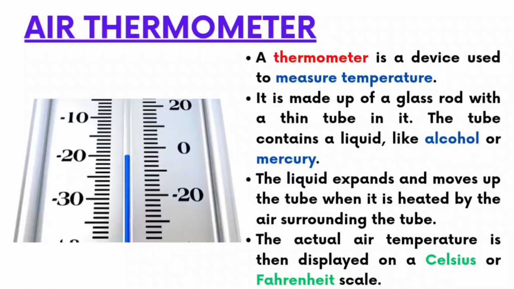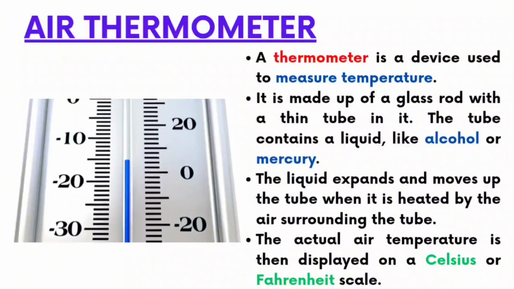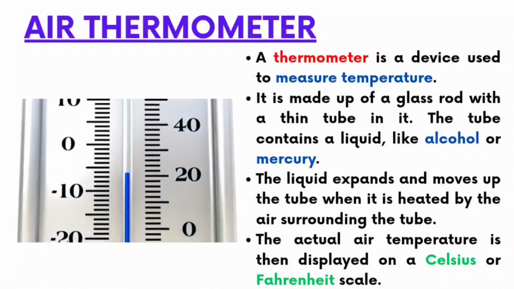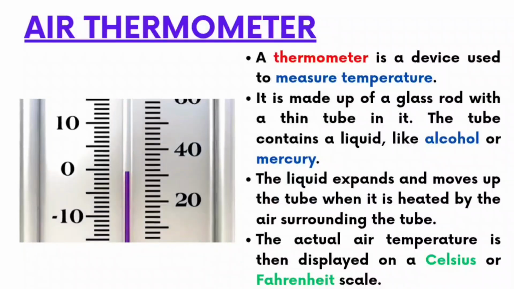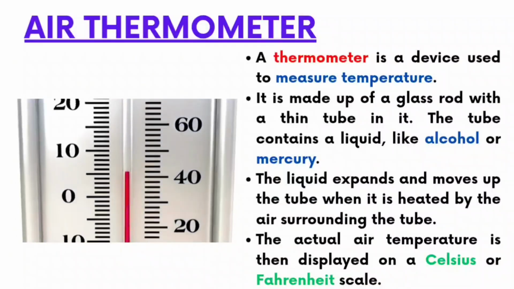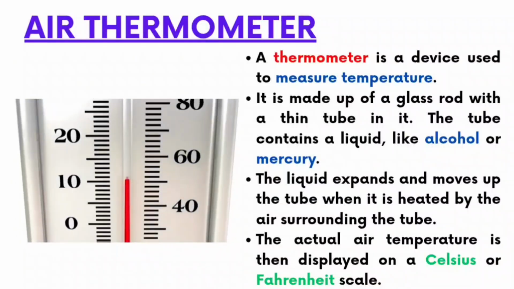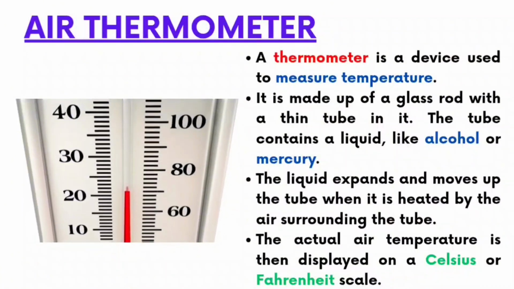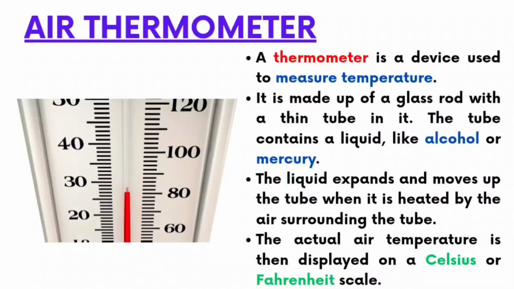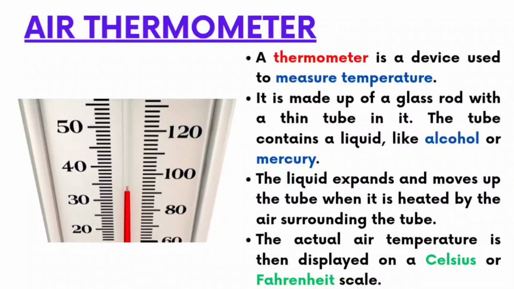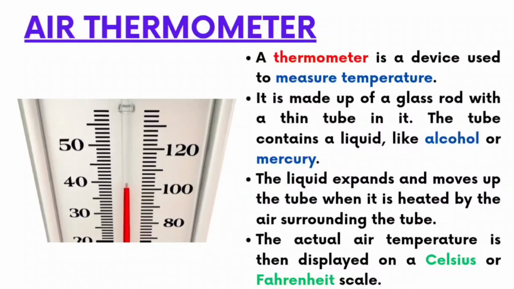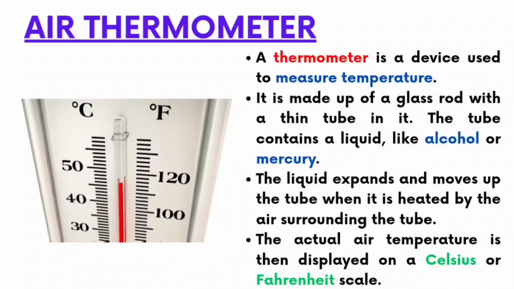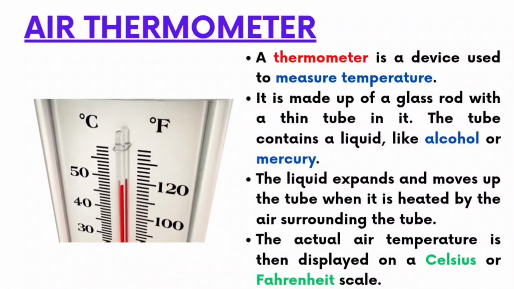Air thermometer. A thermometer is a device used to measure temperature. It is made up of a glass rod with a thin tube in it. The tube contains a liquid like alcohol or mercury. The liquid expands and moves up the tube when it is heated by the air surrounding the tube. The actual air temperature is then displayed on a Celsius or Fahrenheit scale.